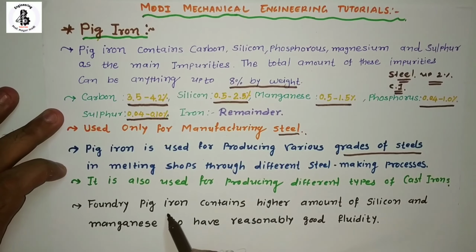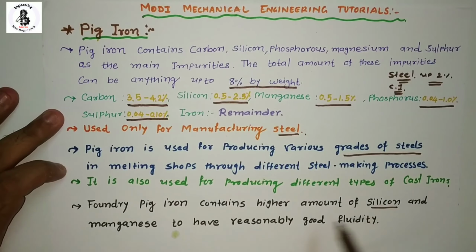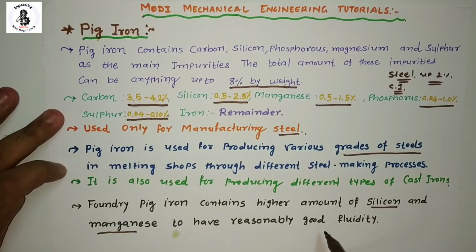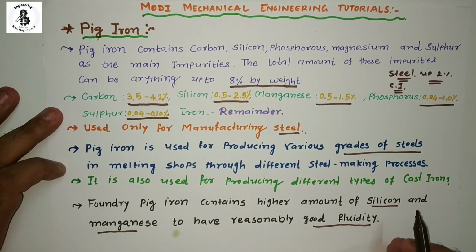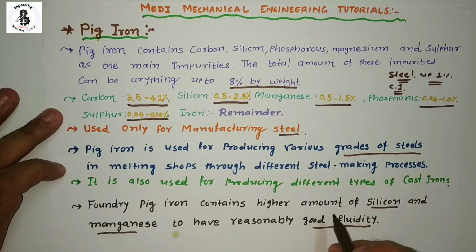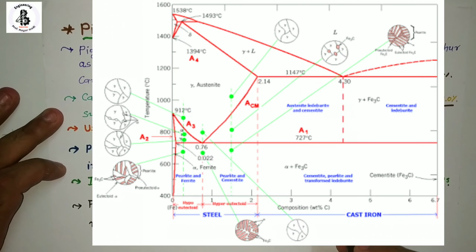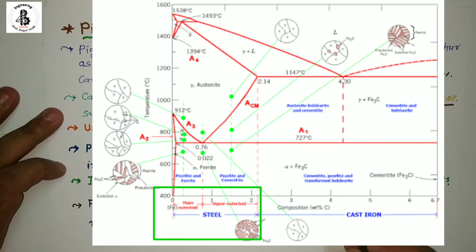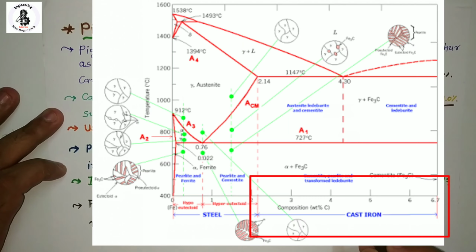Foundry pig irons contain a higher amount of silicon and manganese to have reasonably good fluidity. As per the iron carbon diagram, you can see on the left side it is 100% pig iron. Then with additions of carbon, up to 2% carbon is the category of steels. According to the different percentages of carbon in the iron, different categories of steels are formed. Then more than 2% carbon, up to a maximum of 6.67% as per this iron carbon diagram, is the category of cast irons.